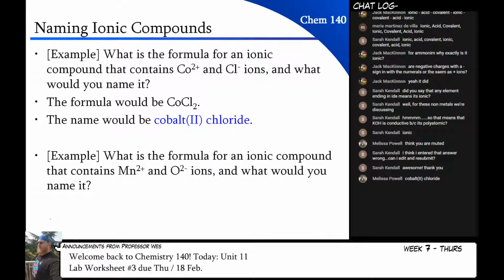All right, let's do one more here. I'm going to put Mn and O together, and I'll get MnOPQRSTUV WXYZ, or something like that. I don't know. So what's the name of these ions, and what's the formula that you get when you're done? Type the answer in the chat.